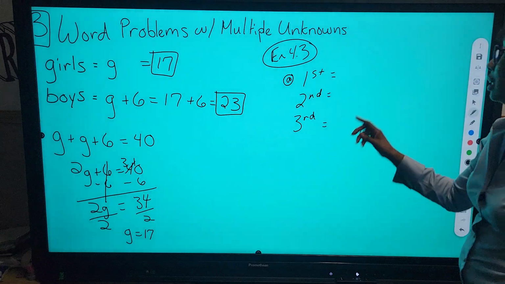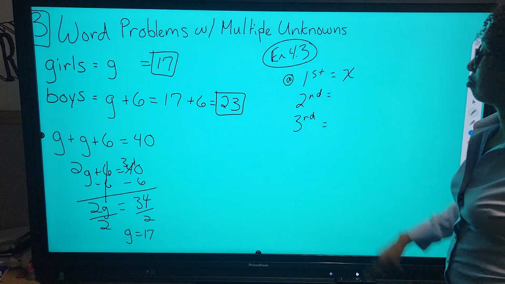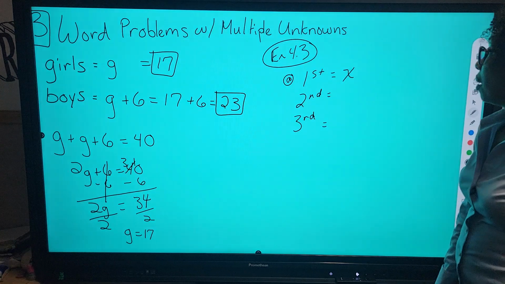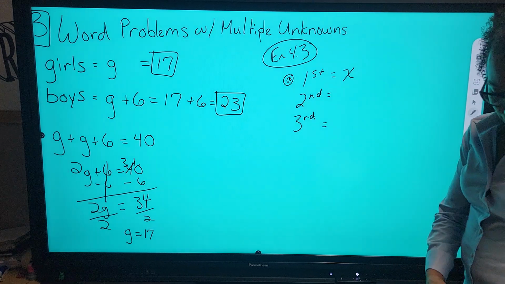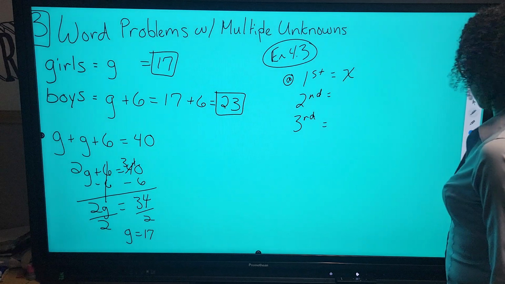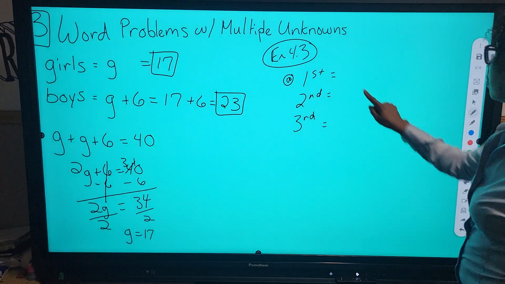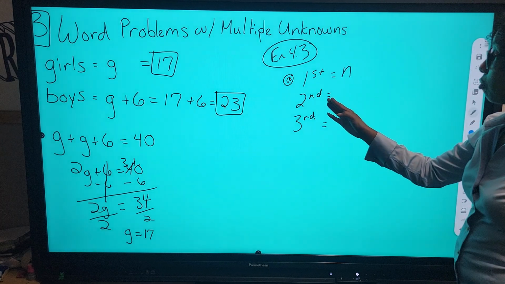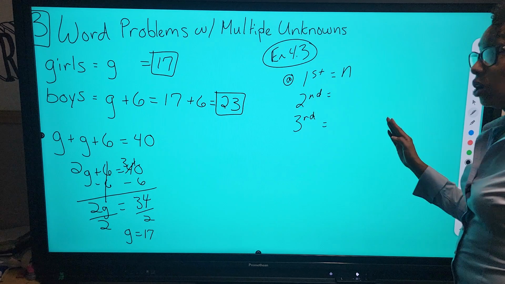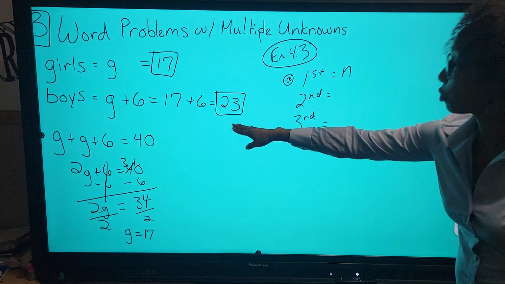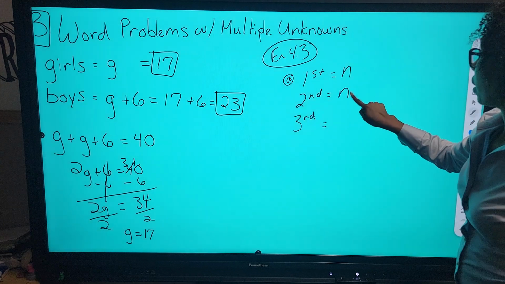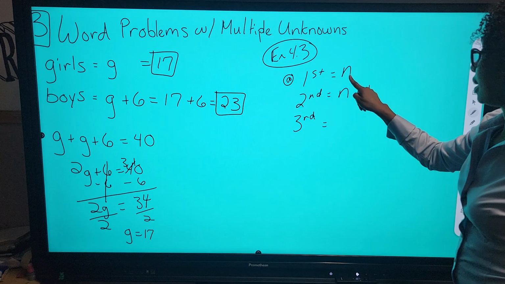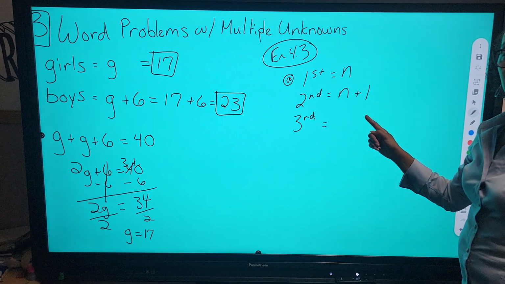Since they're consecutive, I can start with the first one. I don't know what it is, so I'm gonna call it X. I think your book calls it N. We'll stick with what the book says. The book used N for number. Our second number is going to be 1 away, because like consecutive for 23 went to 24. I know my next number will be whatever N is plus 1 more.